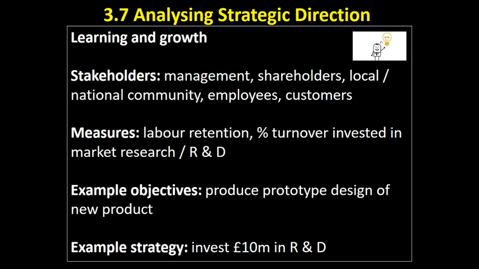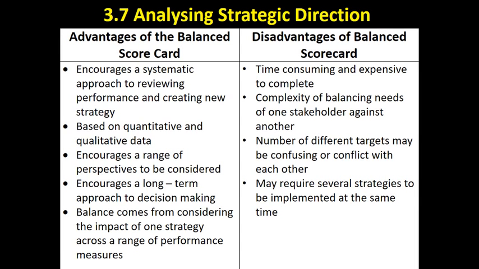Well, how are we going to do that? Well, we'll invest 10 million in research and design. Again, it's worth noting that this strategy here is going to have an effect on the other areas. It's going to have an effect on our customers because we need to do some research and find out what they want. It's going to affect our internal business processes because we'll be investing more money in R&D, which might take people away from actually producing our current products. And obviously, if we're investing 10 million in research and design, there's less money there for shareholders. So it's important when we're using the balanced scorecard that we're aware that each of these areas impact on each other.